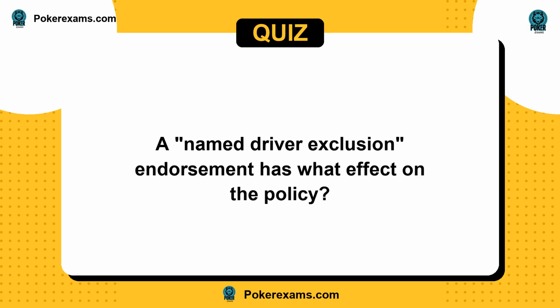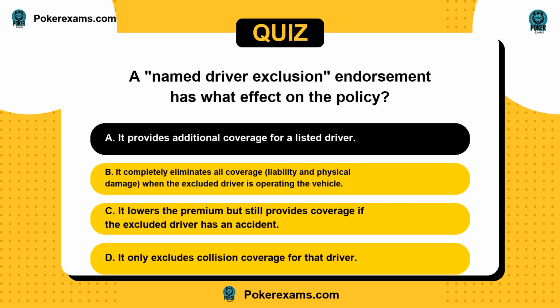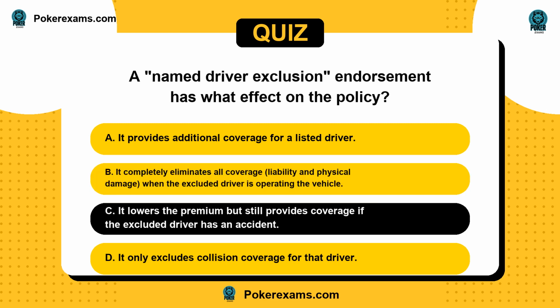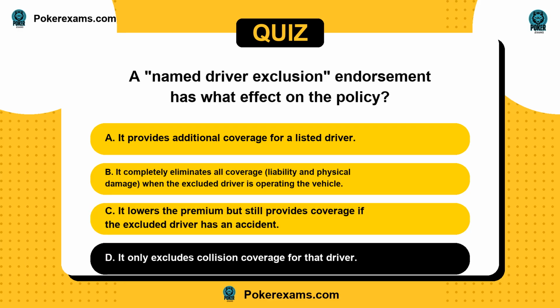A named driver exclusion endorsement has what effect on the policy? Is it A, it provides additional coverage for a listed driver? Or B, it completely eliminates all coverage, liability, and physical damage when the excluded driver is operating the vehicle? C, it lowers the premium but still provides coverage if the excluded driver has an accident? Or D, it only excludes collision coverage for that driver?